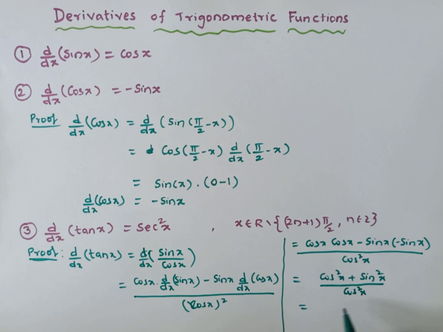So finally this is cos square x plus sin square x is 1 by cos square x. 1 by cos square x is nothing but secant square x. So therefore the derivative of tan x is secant square x.